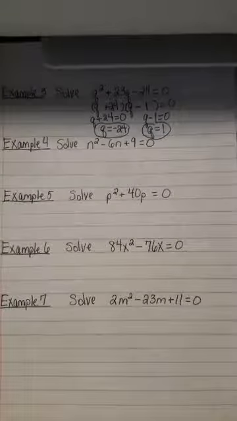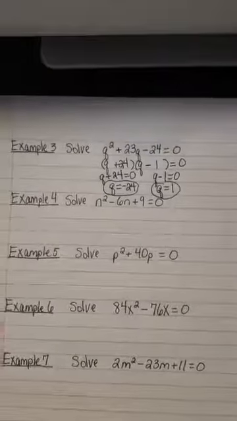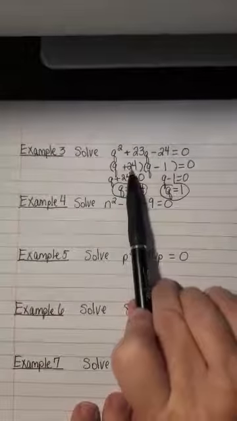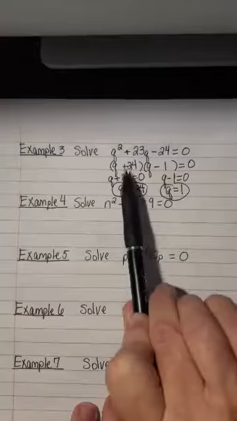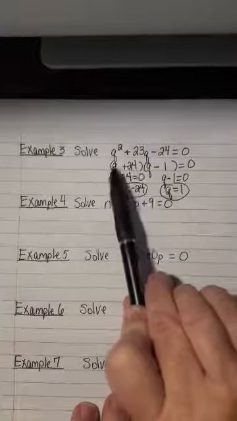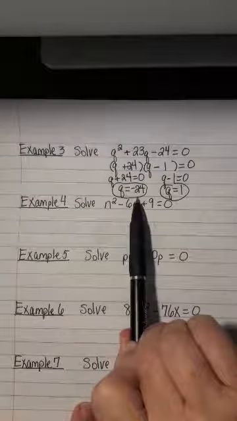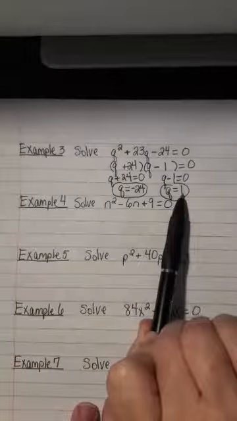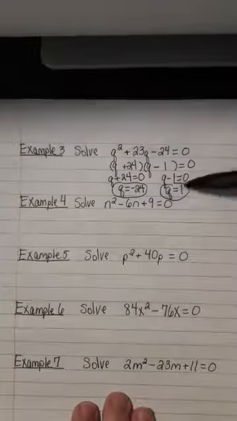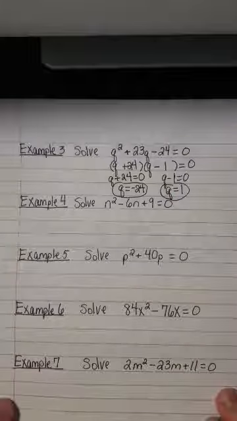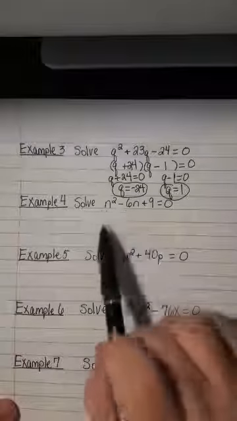Okay. And then this example 3 that we just did. Once you get your two parentheses, plus 24 minus 1, it's going to be the opposite of the back over the front. So -24 over 1, which is -24. The opposite of 1 over 1, which is +1. Okay, so if you get that, you don't have to write these equations down after you factor them. You can go straight to the answer. So look at example 4.